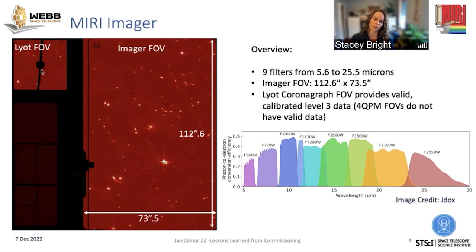But we also have this bonus LEO field of view from the coronagraph. Because there's no additional optics in there, it does provide valid calibrated level 3 data. The other 4 QPM field of views do not have valid data because they have some other calibration done. But you will get this bonus imager data from your observations.